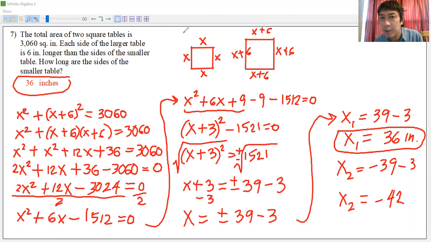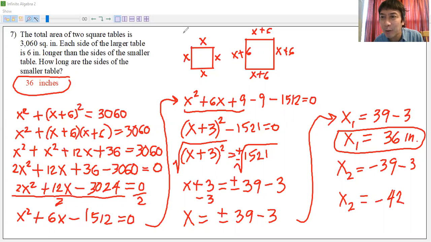So what's the size of the larger table? That is the positive 42, because that's x plus 6. That means from the size of the smaller, 36 plus 6, that will be 42.